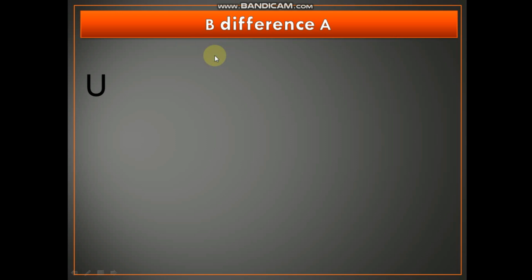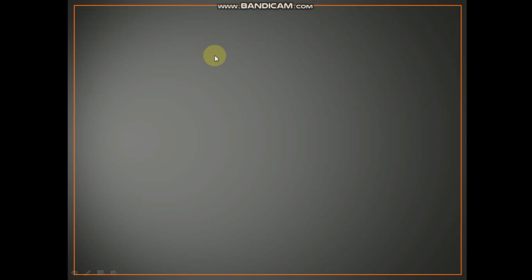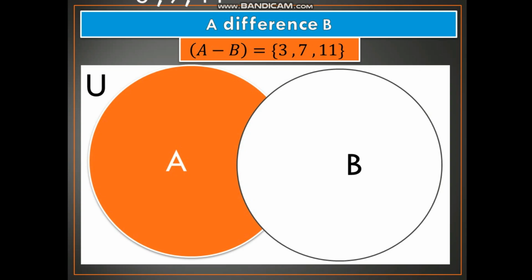In the previous diagram you have already seen that. I can just show you the previous diagram. Here you can see that 3, 7 and 11 are in A. So A difference B is only the elements of A which are not present in B. Which elements are not present in A? 17, 21 and 25, when we are taking B difference A.